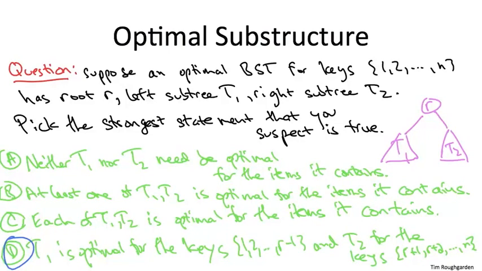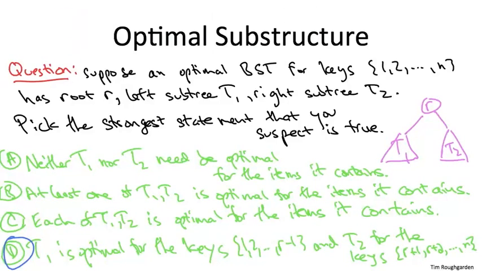So that rules out A, it rules out B. We can say something stronger than that. But we can even say something stronger than C, that each of the two trees is optimal for the items that they contain. We actually know exactly which items are in T1 and which items are in T2. And this is by the search tree property. The search tree property says that at every node, and in particular here at the root, everything to the left of the root is less than it, everything to the right of the node is bigger than it.